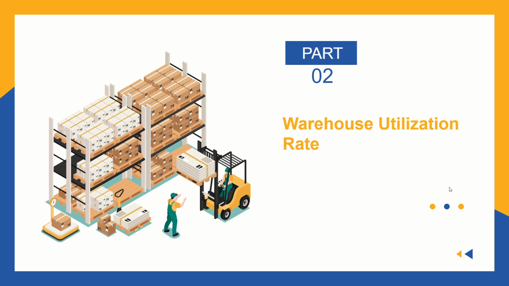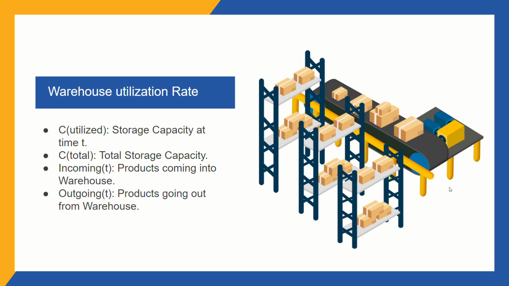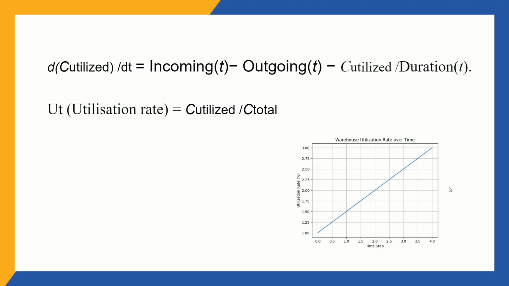Now we'll be moving to our second objective, which is the warehouse utilization rate. To calculate warehouse utilization rate, we need to consider four features. First one is C utilized, which is the storage capacity at time t. C total is the total storage capacity. Incoming is a function of time, which represents products coming into the warehouse, and outgoing represents products going out from the warehouse. We are assuming that the warehouse is a continuous chemical reactor in which the universal law of product conservation can be applied.